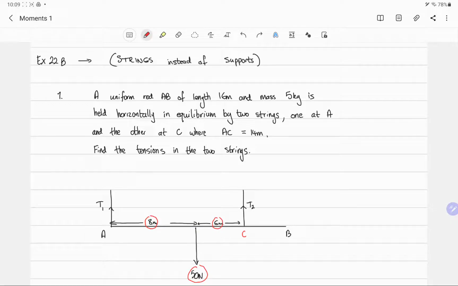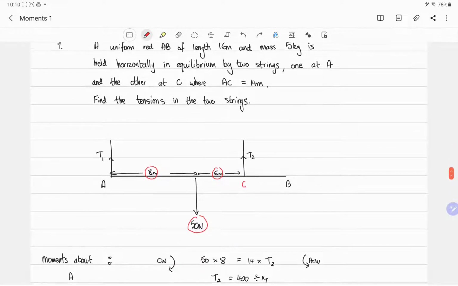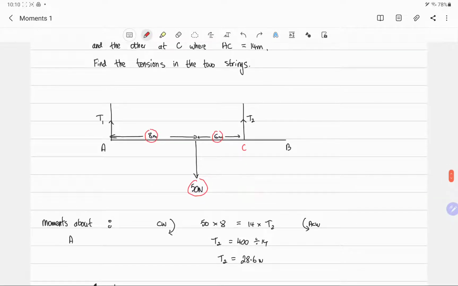So the only real difference here is that we're being asked to find tension instead of a normal reaction. So just take moments about either A or C. And what I've decided to do is take moments about A. So if I'm taking moments about A, well then the 2 forces that I'm concerned about are this 50 newtons and this tension. So I've labelled our tensions T1 and T2.